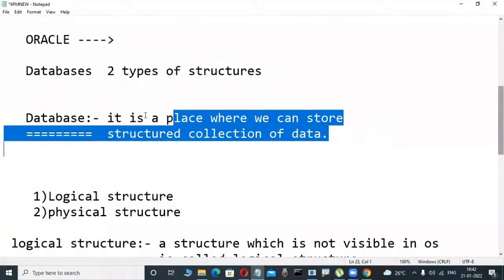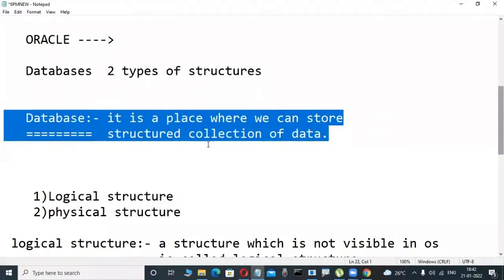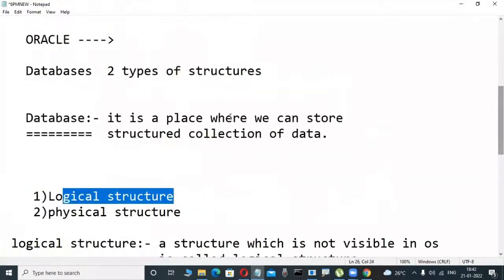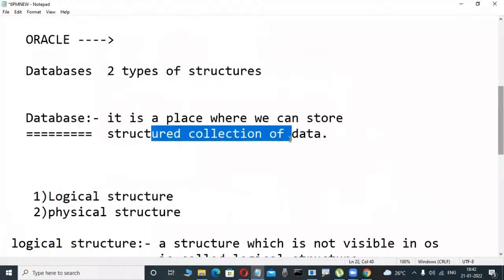Immediately. Why? Because this is the developer definition. Developers are logical, they are good. That is a table. That is nothing but a what? A structured collection of data. They have an idea. That's why I am also telling structured collection of data.